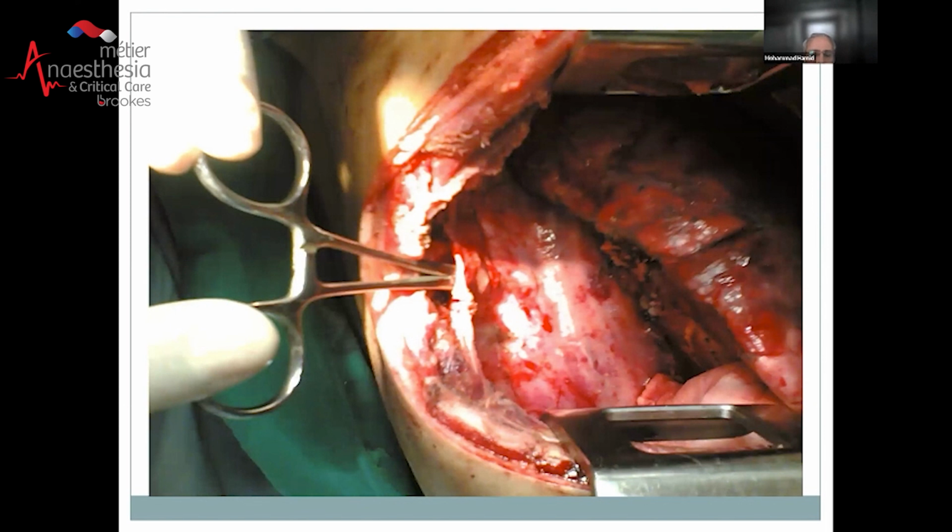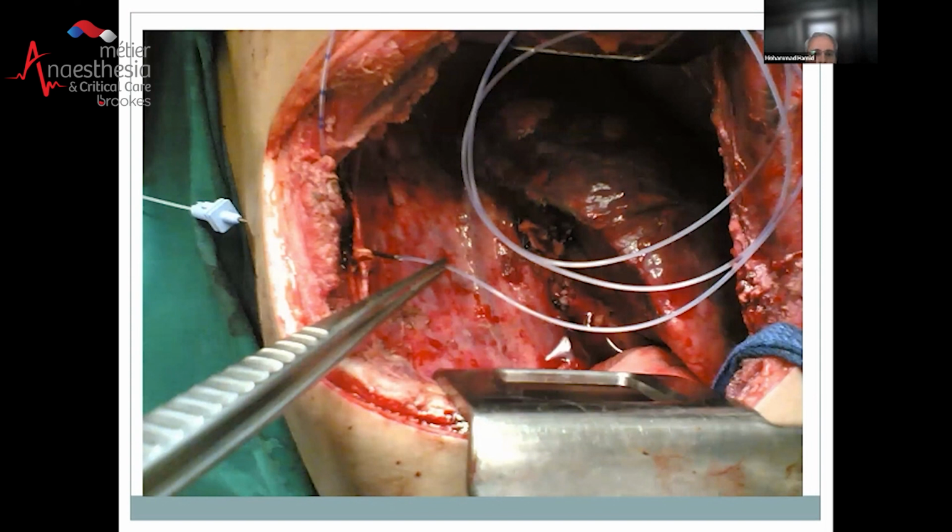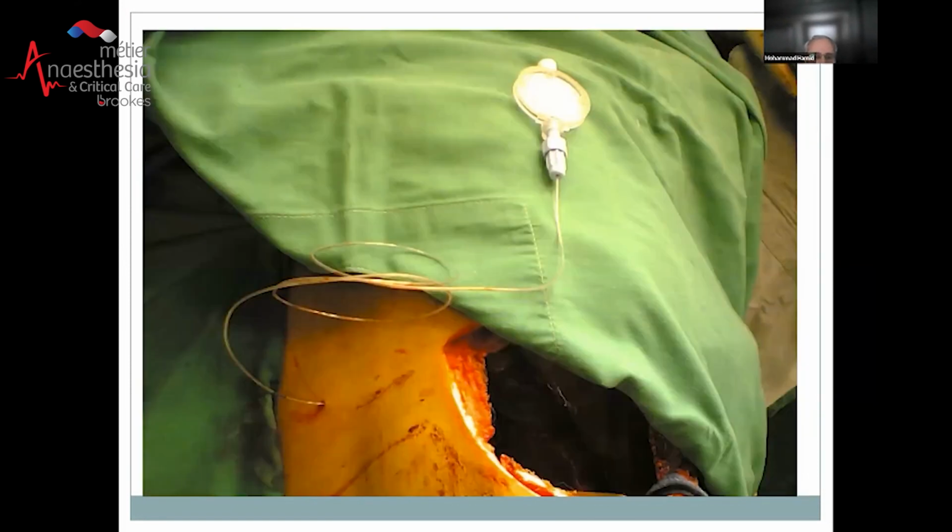So here they peel off the parietal pleura up to the paravertebral area. Then the epidural catheter is inserted in that area, and the rest of the catheter is brought out by putting an epidural needle and pushing the catheter outside. So this is how the extrapleural catheter is placed.